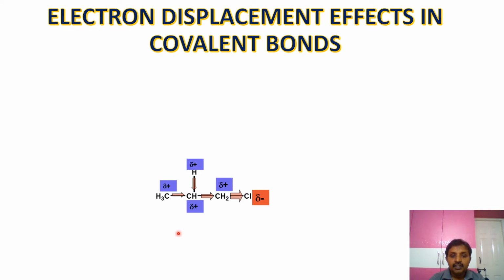See here, the fluorine atom is a highly electronegative atom compared to the carbon atom. So the fluorine attracts the bond pair of electrons from the carbon atom and gets a partial negative charge, and carbon gets a partial positive charge. This carbon atom, which has a partial positive charge, attracts the bond pair of electrons of the next carbon atom involved in the covalent bond. So slowly bond polarization, the displacement of electrons, takes place with respect to the sigma bond.